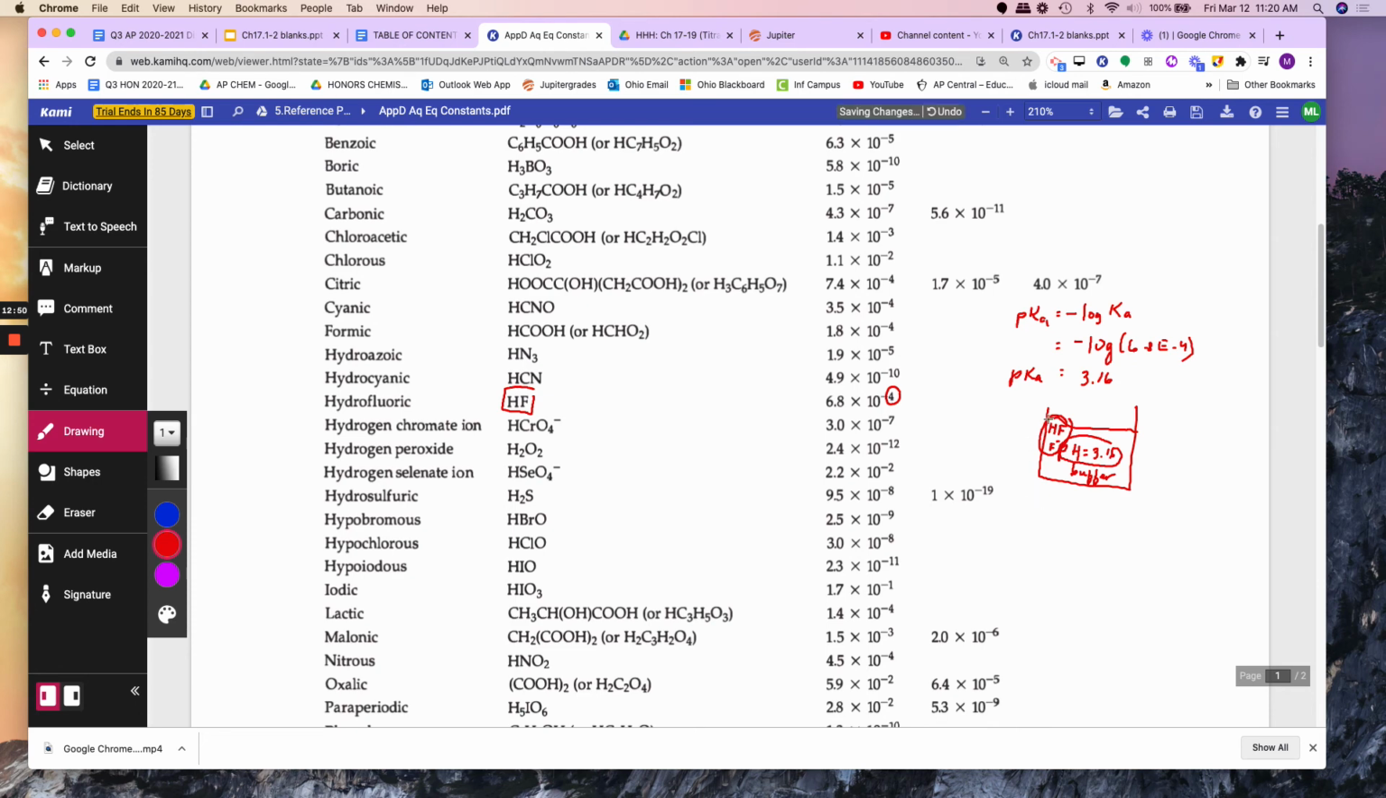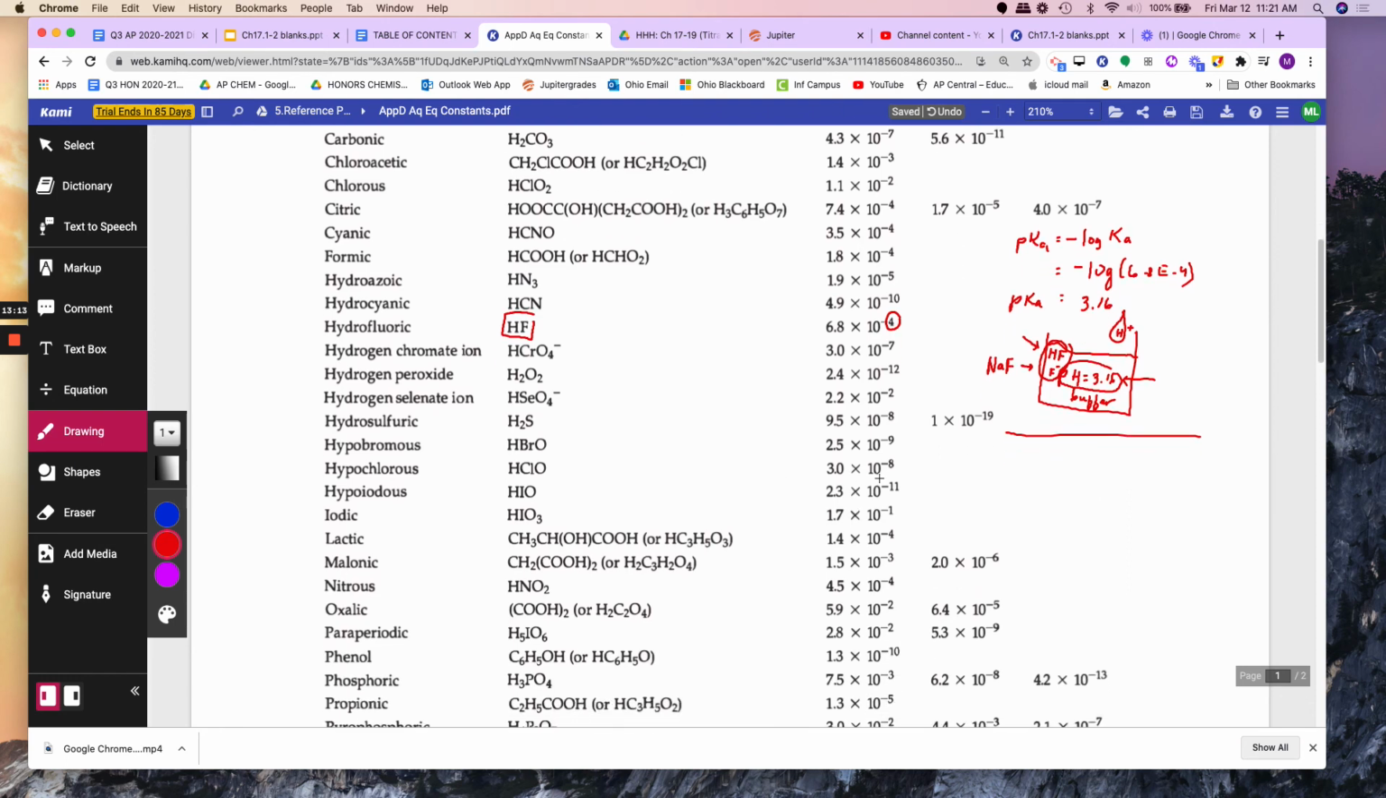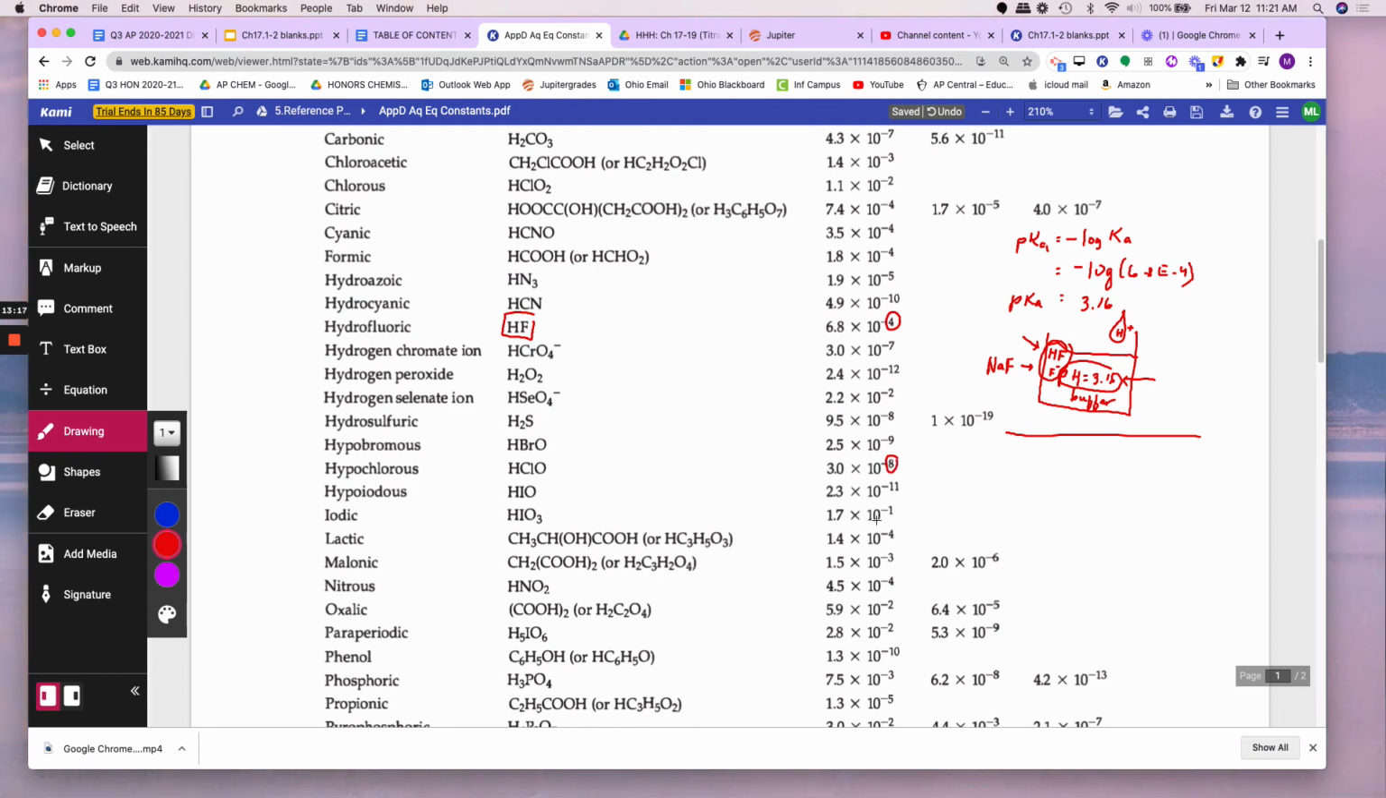So I would buy from the store some HF. I would also buy from the store some NaF. It is going to be a salt. And mix it in, and I have a buffer at 3.16. So when I add something to that, let's say an acid, it'll stay at 3.16 because the F minus will grab it. Okay, let me make another buffer. Let's say I want to make a buffer around pH 8, right? So what do I put in it?